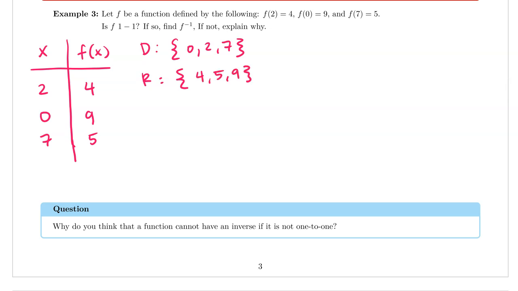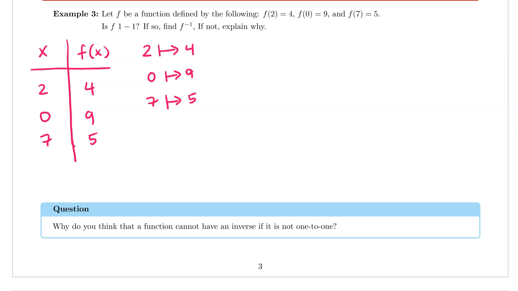So it turns out that this is a one-to-one function, which means that from our definition up above, we can find an inverse function. Another way that we could denote this is to say 2 maps to 4, 0 maps to 9, and 7 maps to 5. Since our 3 output values do not have multiple input values going to them, they have unique input values going to them, this is a one-to-one function, and therefore it has an inverse.